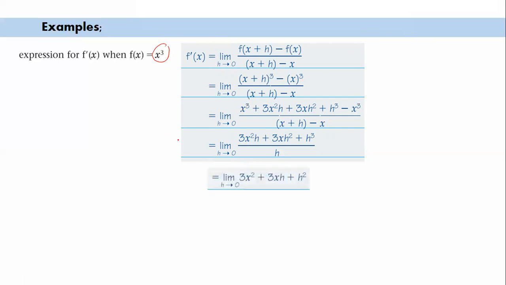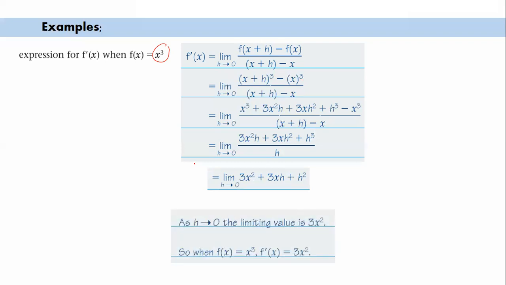Now, we can also take out the h term from the numerator and cancel it with the h term in the denominator. That simplifies our expression to the limit as h goes to 0 of 3x squared plus 3xh plus h squared. Now, as h goes to 0, the limiting value becomes 3x squared, since the 3xh and h squared terms also go to 0. So when f(x) is x to the power 3, f'(x), our derived function, is 3x squared.